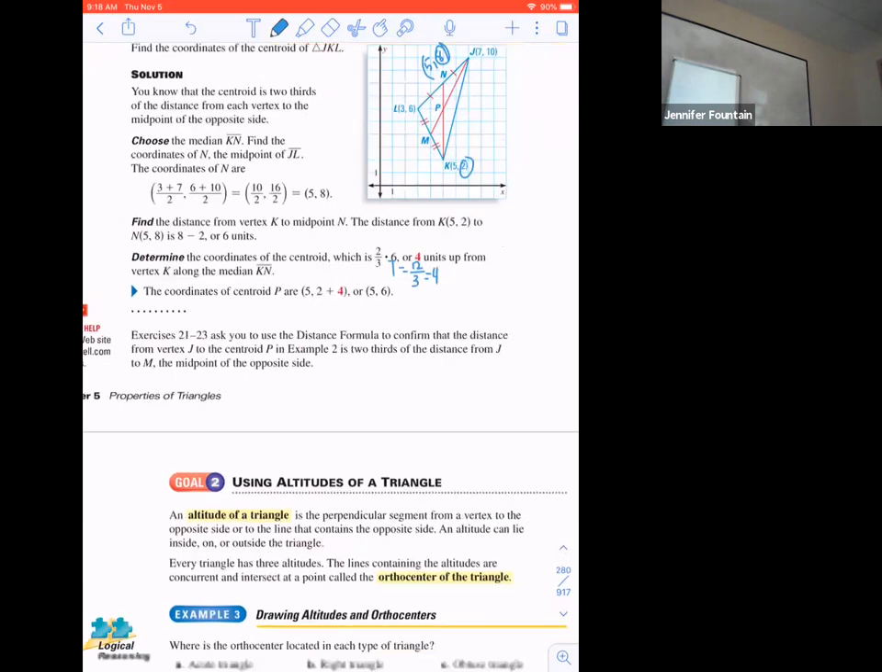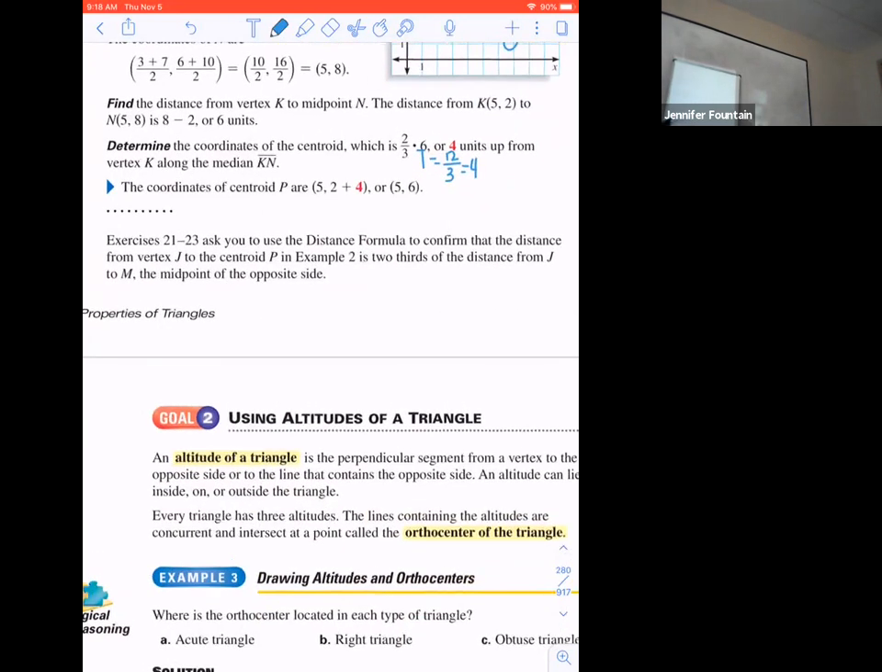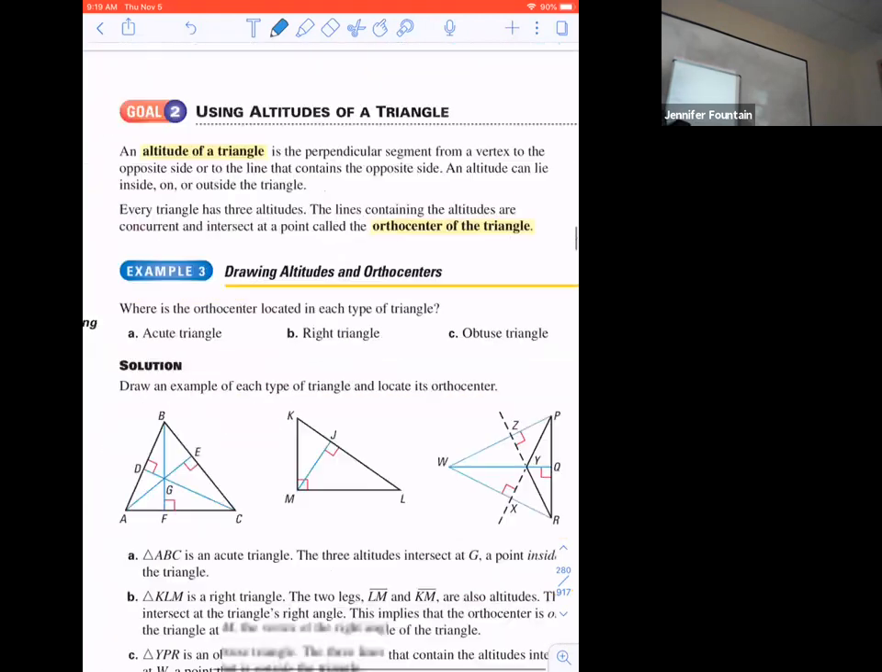So it says exercises 21 through 23 ask you to use the distance formula to confirm that the distance from vertex J to centroid P in example 2 is 2/3 of the distance from J to M, the midpoint of the opposite side. Okay, so you know that we've got midpoints and the distance formula that we're going to need to be remembering. Remember when I said if you haven't memorized those yet, you need to memorize them because we're going to be using them a lot. Okay, so that was a median of a triangle.